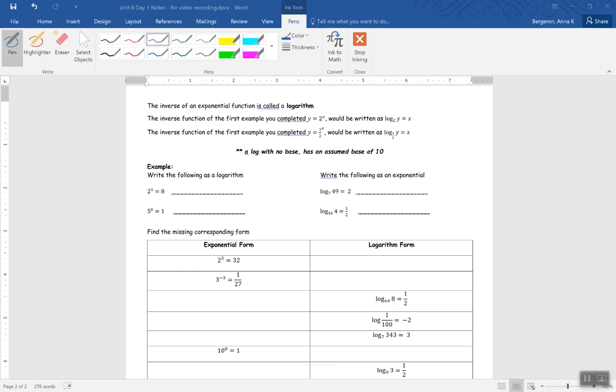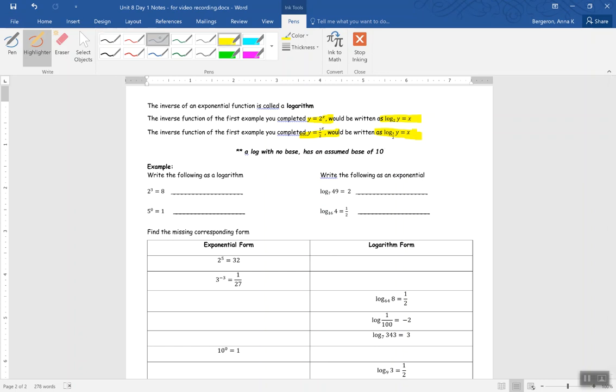If you see here, it says the inverse function of the first example, the first thing that we graphed, is written as log base 2 of y equals x. And then for that second example, we have y equals 1/2 to the x. So we would write that as log base 1/2 of y equals x. So it's very simple to rewrite them.